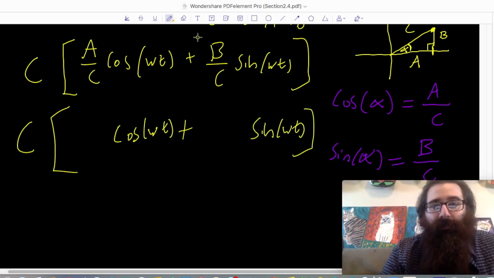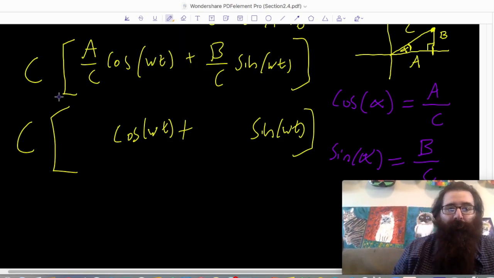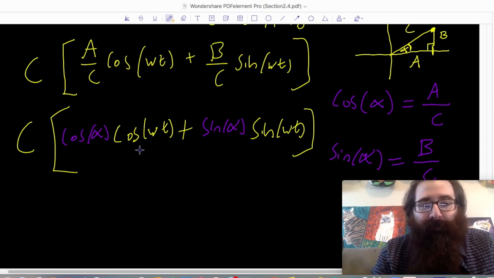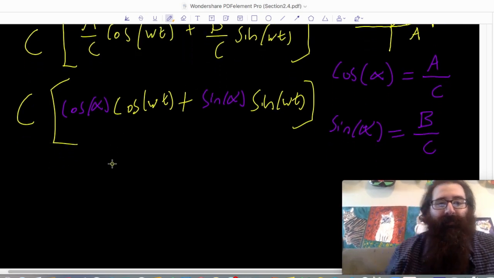And we said in the purple that a over c is cosine alpha, and b over c is sine alpha. So now I have capital C in front, and then in the parentheses, I have cosine alpha times cosine of omega t plus sine alpha times sine of omega t. And now I can use that identity that we said at the very beginning.